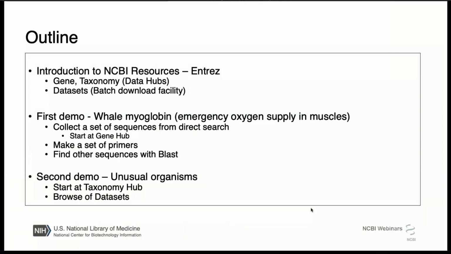So what we're going to cover today is just a basic introduction to the entry points to searching at NCBI. There's more than one place you can go to find data. And then the second thing we're going to do is a demonstration on a well-annotated organism, whales, looking at a specific gene. And then we're going to run through a few exercises such as finding sequences, making a set of primers, and then finding other related sequences that may not have shown up in the direct search. And then we're going to do a second demo about unusual organisms to show where you can start at NCBI Taxonomy Hub in order to browse data sets and get meaningful information about your genes of interest.